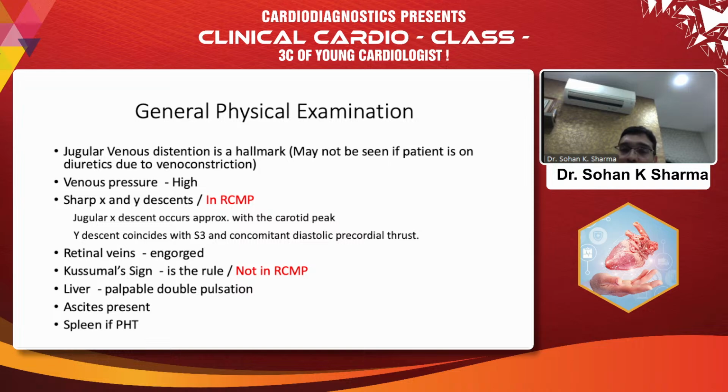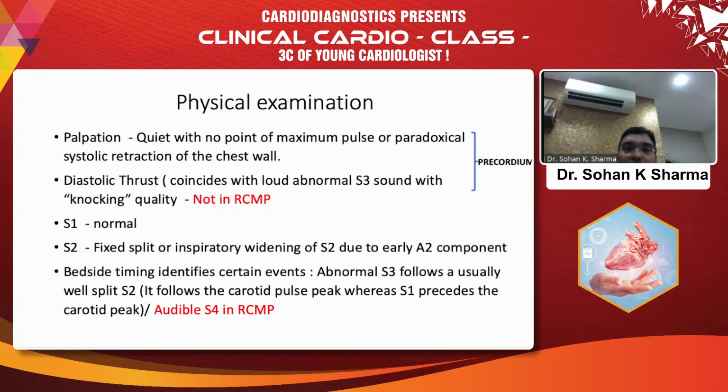The liver is palpable because of the congestion. Ascites is present, and splenomegaly if portal hypertension is there. On palpation, the precordium is quiet with no point of maximum impulse or paradoxical systolic retraction of the chest wall. Diastolic thrust coincides with the loud abnormal S3 sound with knocking quality. It is not seen in RCMP.